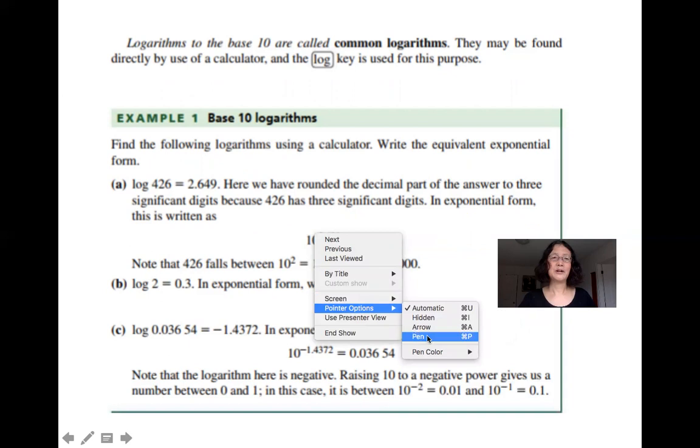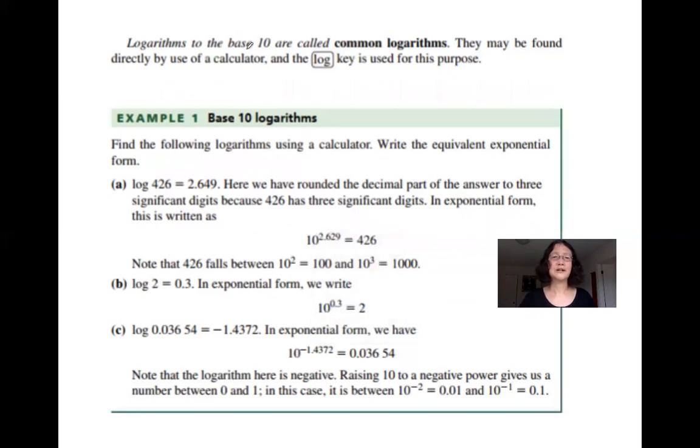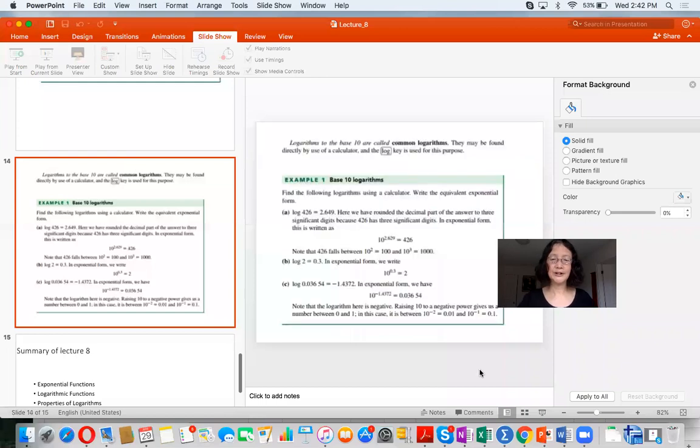We already talked about the logarithm base 10. If the log is base 10, it is called common logarithms. Okay. The calculator just uses log to represent base 10. Now let's do the calculations. How do you calculate log of 426? Of course, you can do it on your calculator, but I want to show you how to do it in Excel.